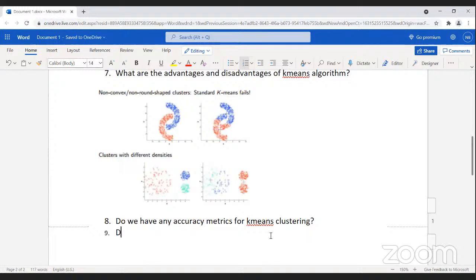Next question would be, does centroid initialization affect the K-means algorithm? I will be giving 1 minute for you to respond.